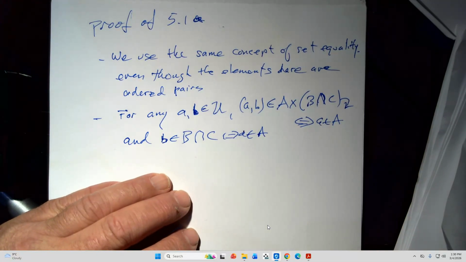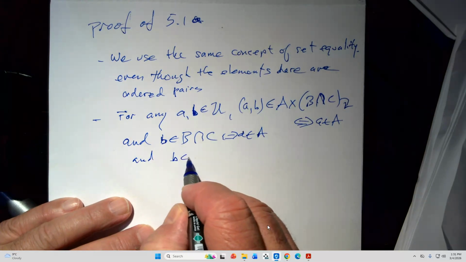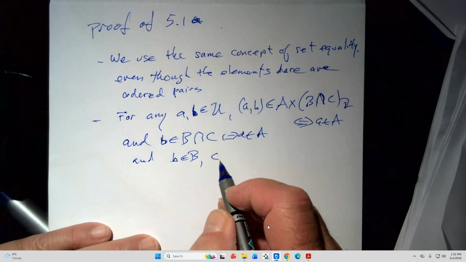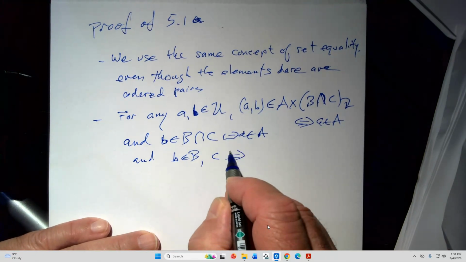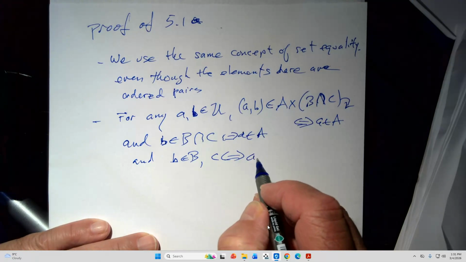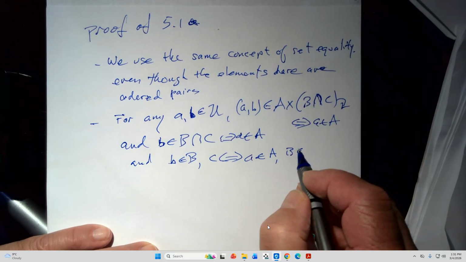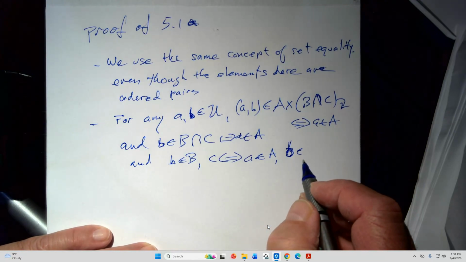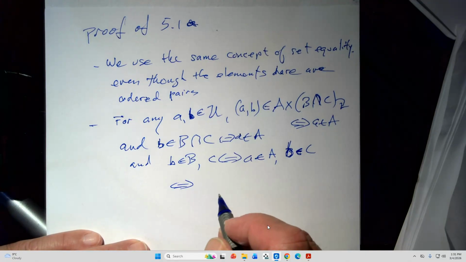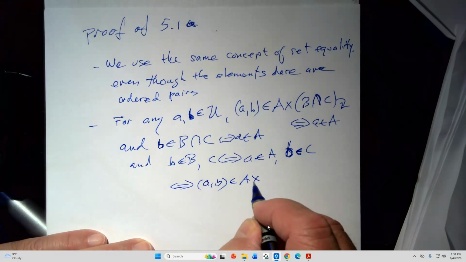Okay. And B is an element of B, and C is logically equivalent to A is an element of A, and little b is an element of C, and these conditions are logically equivalent to the ordered pair A, B is an element of A cross B, obviously.